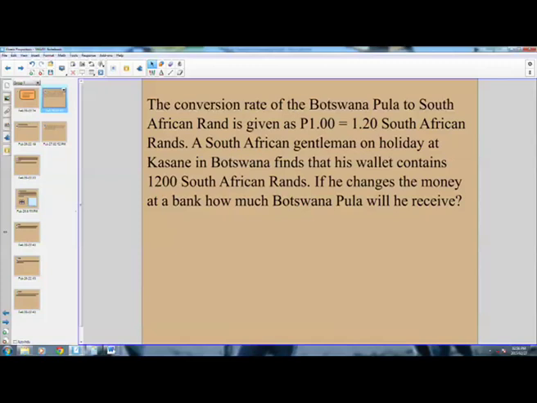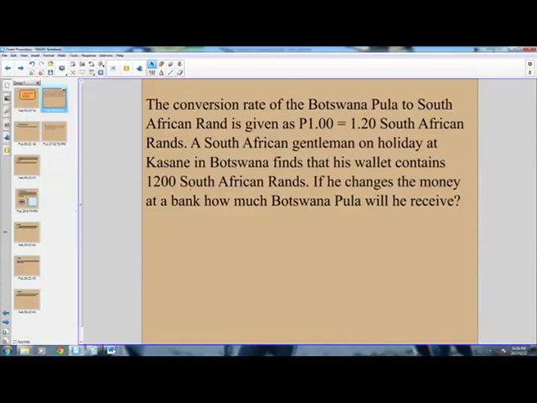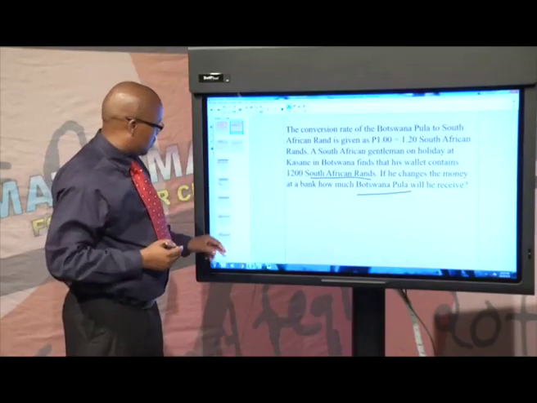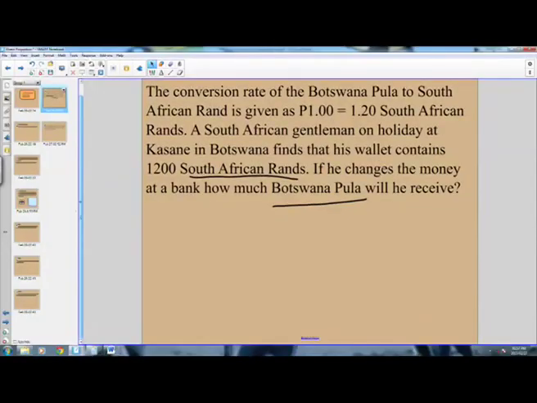Now, we are saying we are converting from the South African rands to Botswana pula. So this is just a straightforward conversion. It uses the concept of proportions, and we are going to work it out to find out how you can deal with this. Let us see what we can do. 1 is to 1.20. That is for every 1 pula, there is the equivalent of 1.20 South African rands.